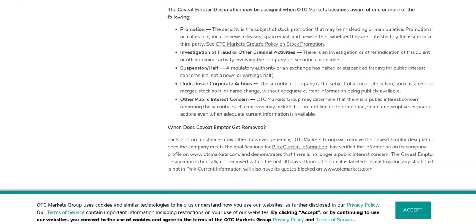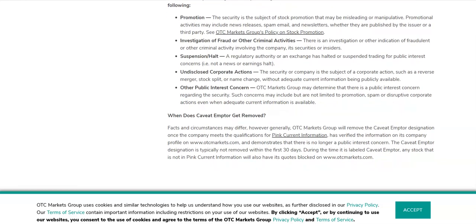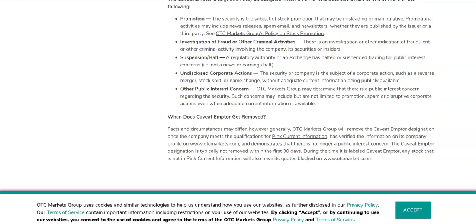It says the Caveat Emptor designation may be assigned when OTC Markets becomes aware of one or more of the following. Promotion: the security is the subject of a stock promotion that may be misleading or manipulative. Promotional activities may include news releases, spam, email, or newsletters, whether they are published by the issuer or a third party. Investigation of fraud or other criminal activities: there is an investigation or other indication of fraudulent or other criminal activities involving the company, its securities, or its insiders.